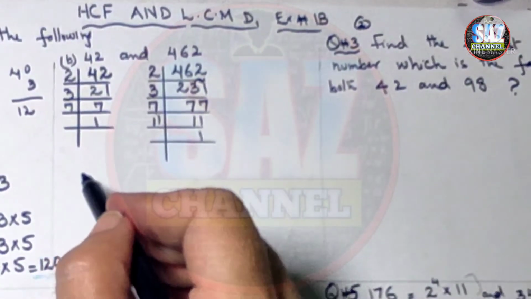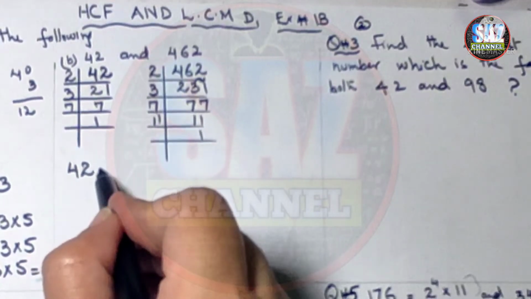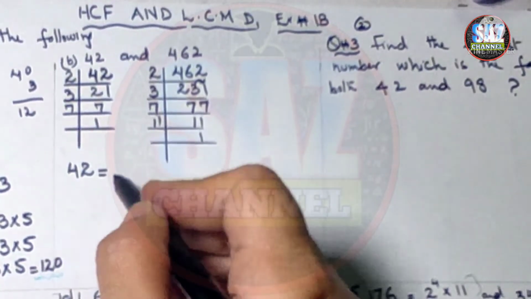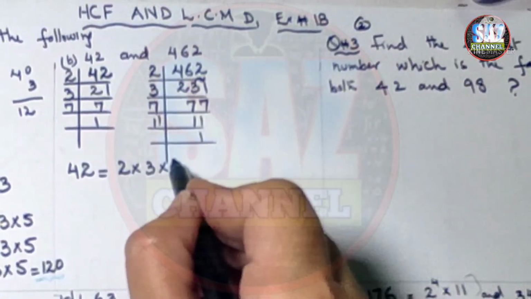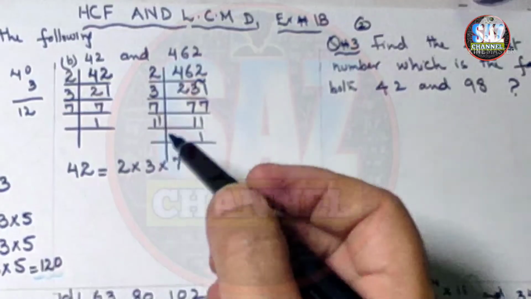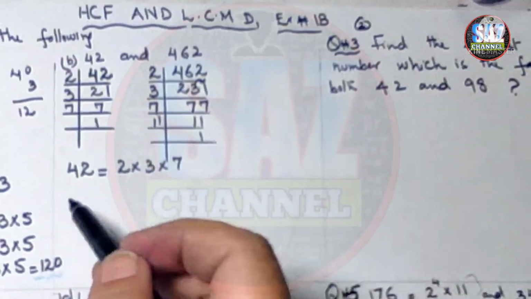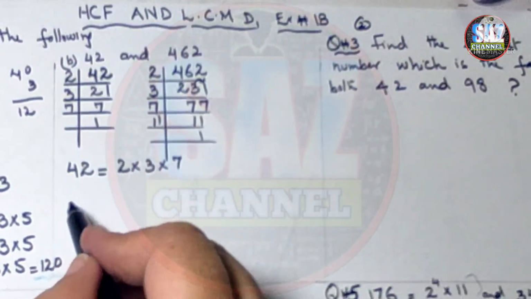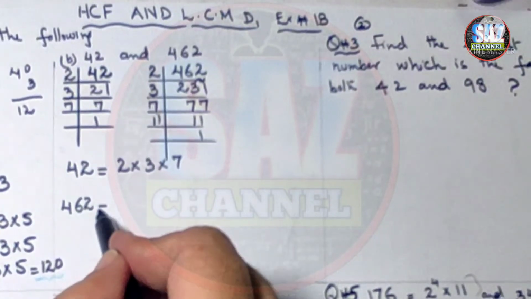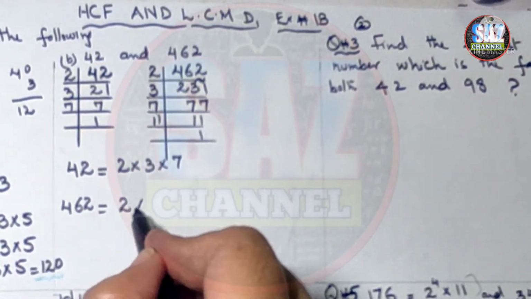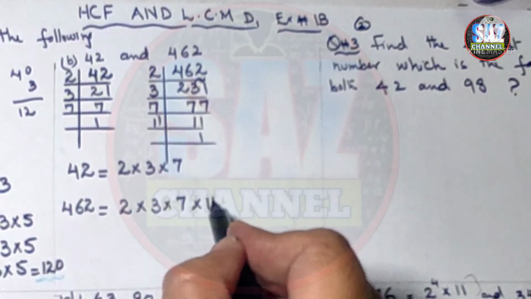And now what we have to do is write each given number as the product of its prime factors. For 42, 2 multiplied by 3 multiplied by 7, and over here we cannot write it in index notation. The index is 1 because there is no repeated factor. And 462, I have 2 multiplied by 3 multiplied by 7 multiplied by 11.